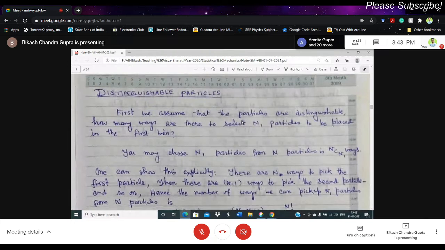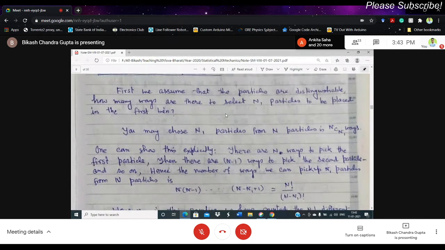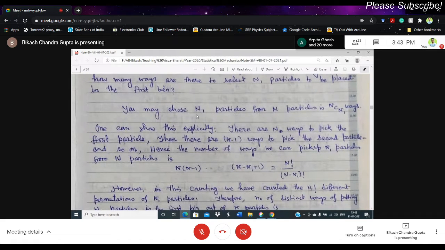Now, the case of distinguishable particles. Three cases are there. First we assume that the particles are distinguishable. How many ways are there to select N1 particles to be placed in the first bin? If there are N particles, we can choose N1 particles in N choose N1 ways.